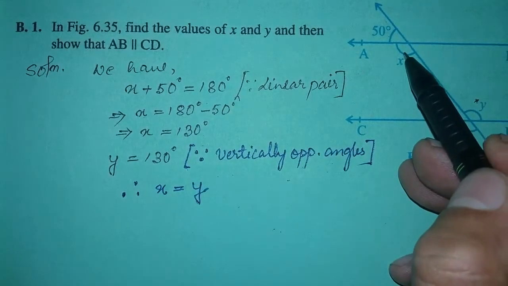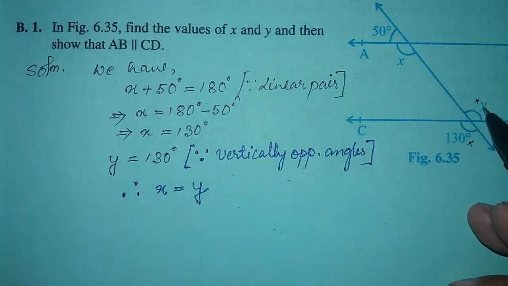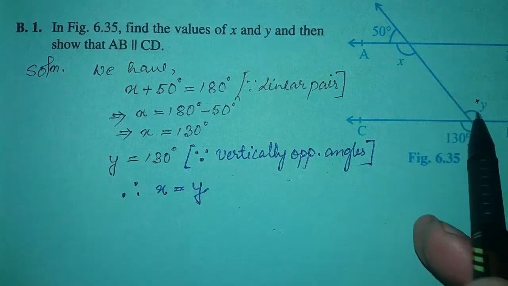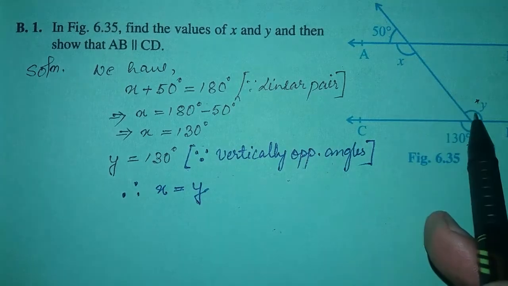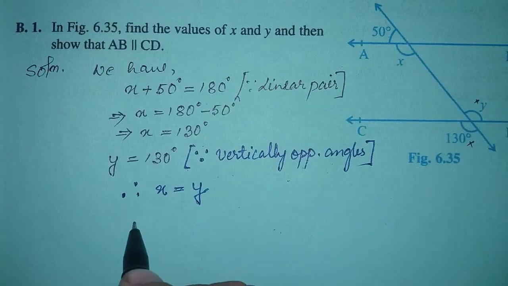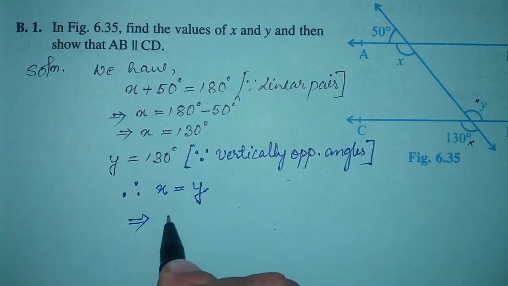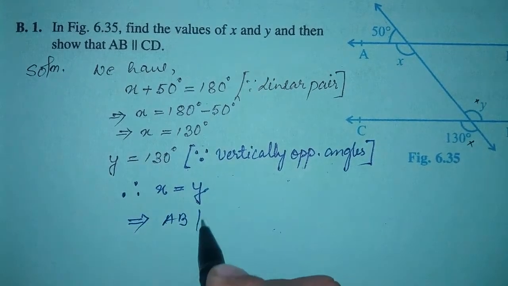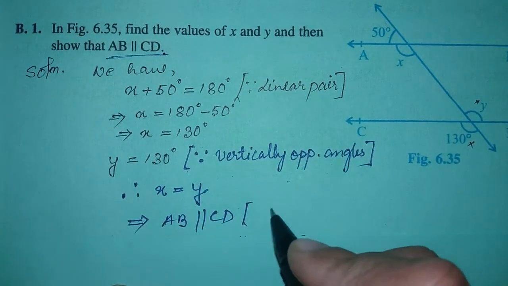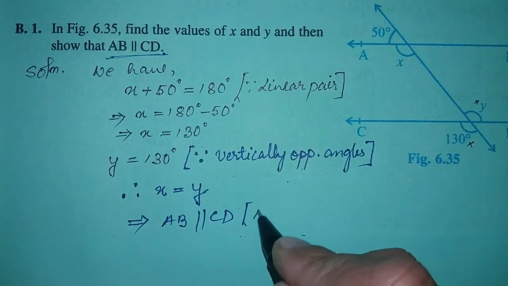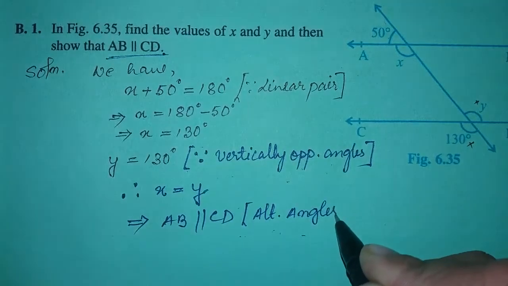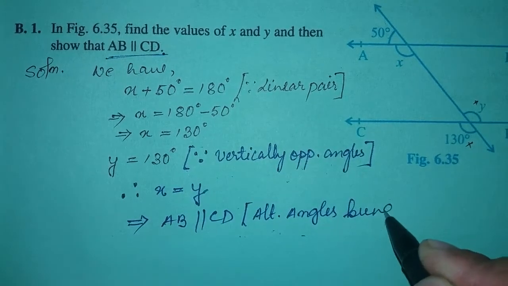Now x is this angle and y is this angle. Now here these two are alternate angles. Since the alternate angles are equal, these two lines must be parallel. So this implies that AB is parallel to CD, alternate angles being equal.